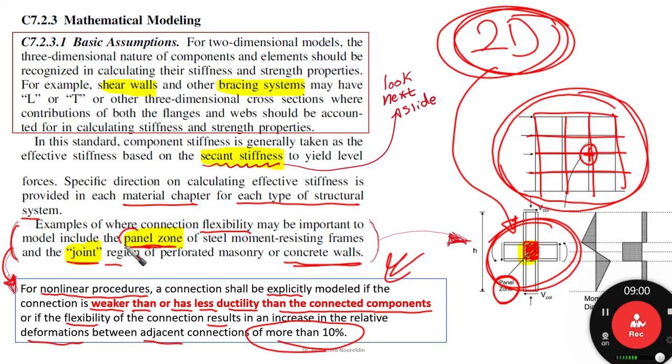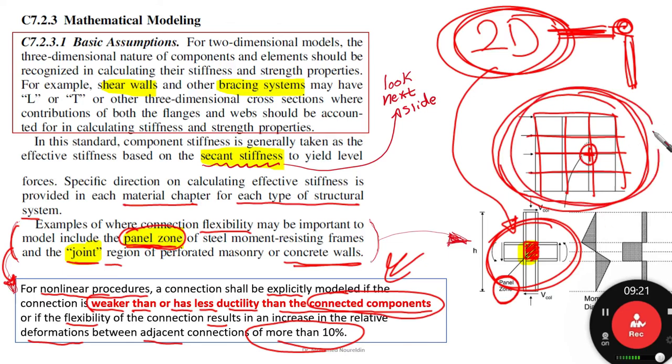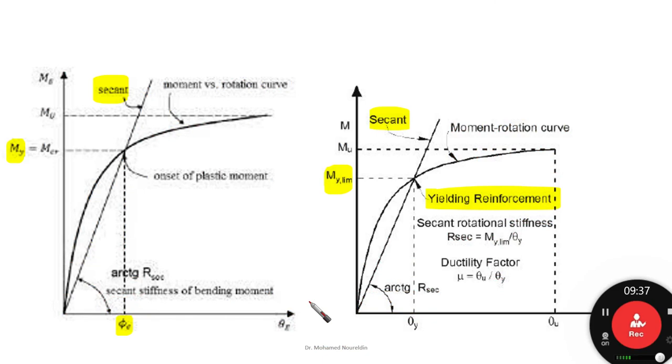Among them is the panel zone, or in general the connection, especially when the connection is weaker than or has less ductility than the connected components. That's really important. You can have a very rigid column and very rigid beam, but the connection in between is very flexible. Then the total performance is not going to be as you expect if you are simplifying this joint. You need to explicitly model it in a proper way. So this is actually the main issue that I want to discuss regarding this.